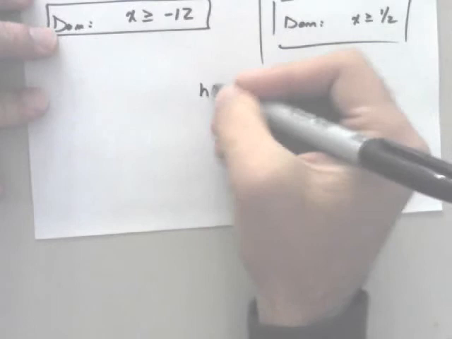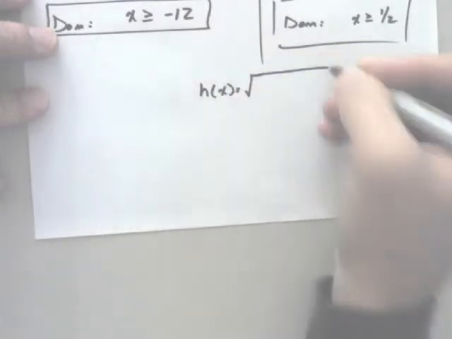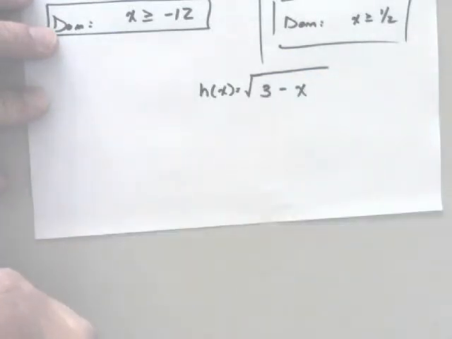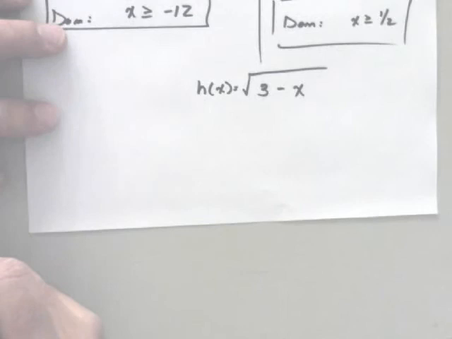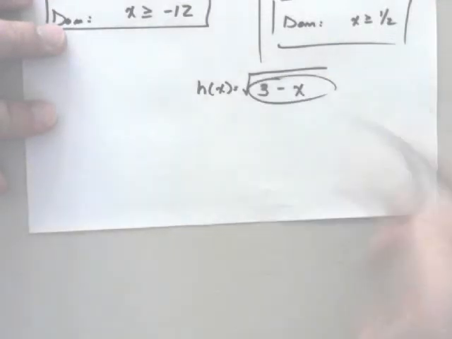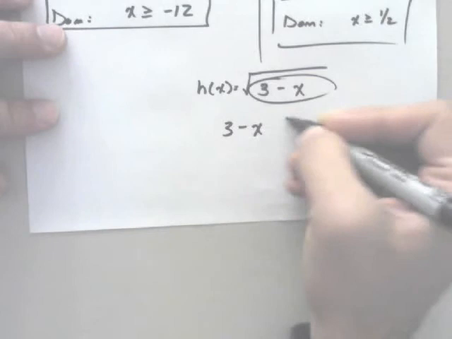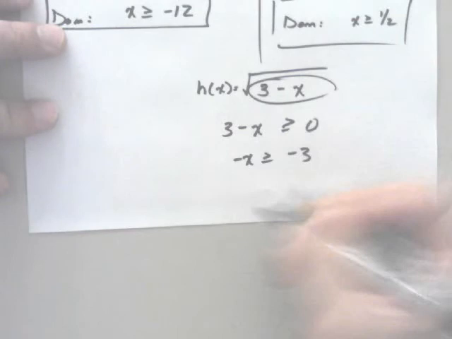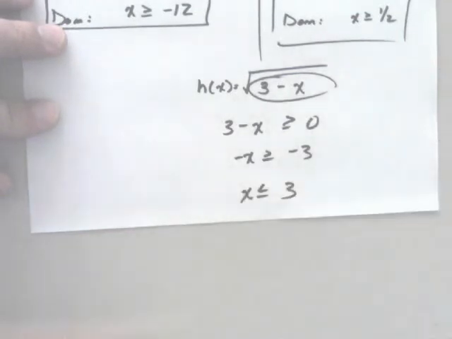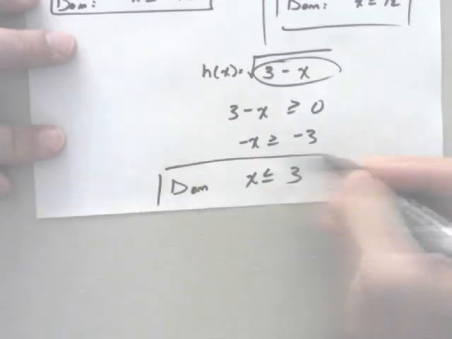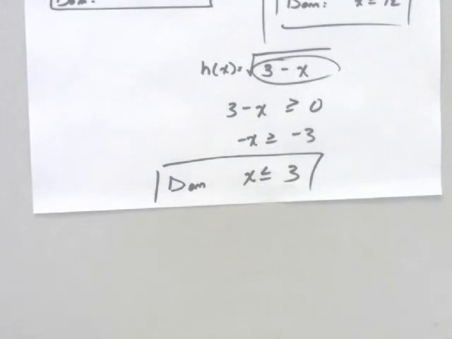One last example. Square root of 3 minus x. So see if you can find the domain of that. Pause your video and see if you can find the domain. So this needs to be non-negative. So I've got to solve for x. I need to remember when I divide by a negative that my sign flips, so my domain is less than or equal to positive 3.